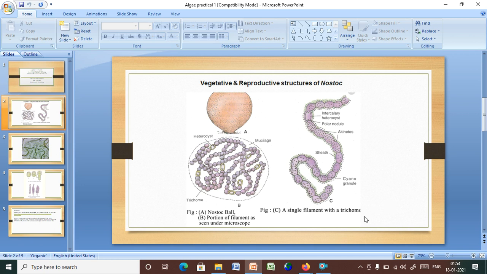So in this picture, I think it is very much clear these are akinetes, and this is the heterocyst. And at the two poles of this heterocyst, they form polar nodules. And this is a typical Nostoc ball, and a portion of the filaments seen under the microscope after collecting from the original sample of the Nostoc ball. And this is one single filament with a trichome.